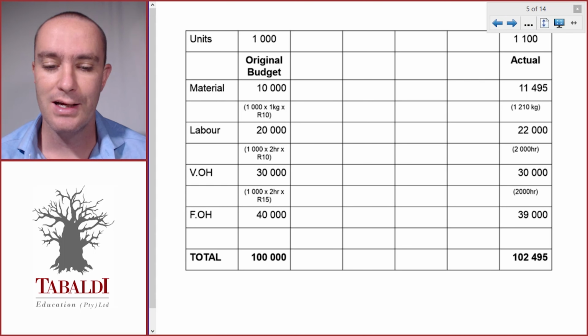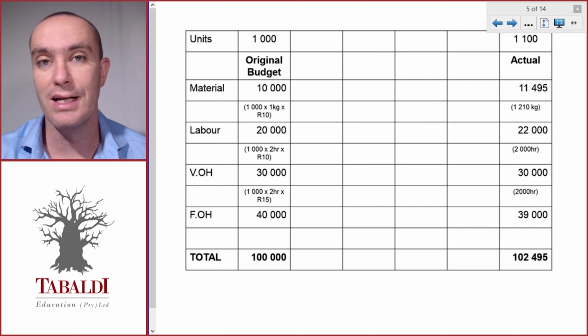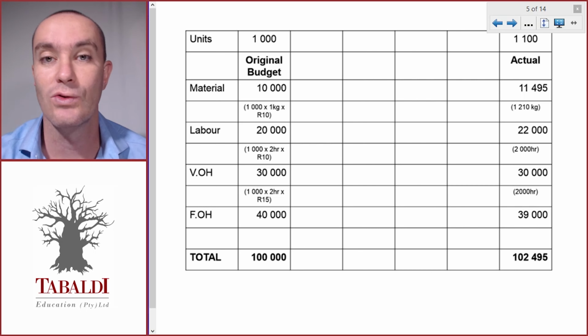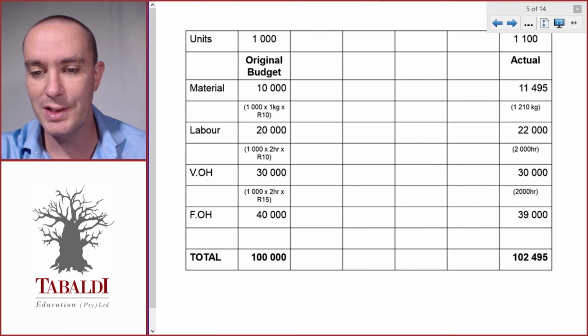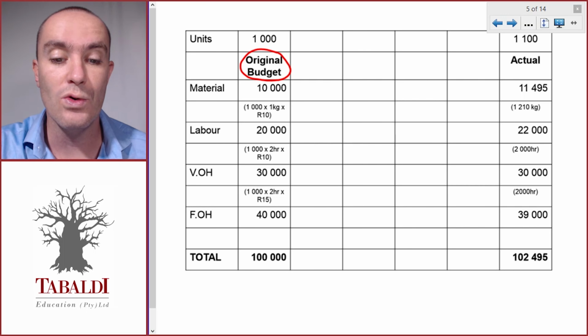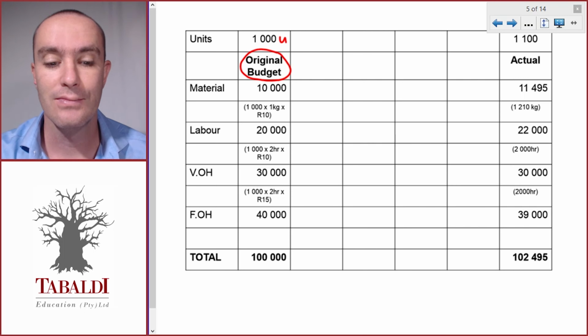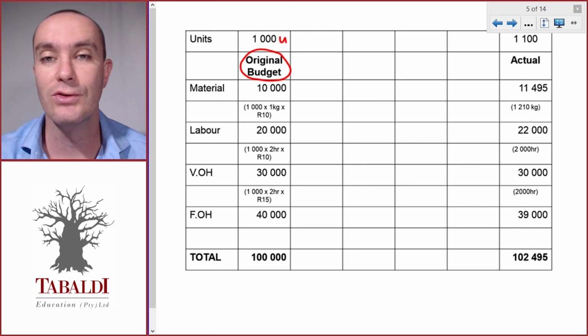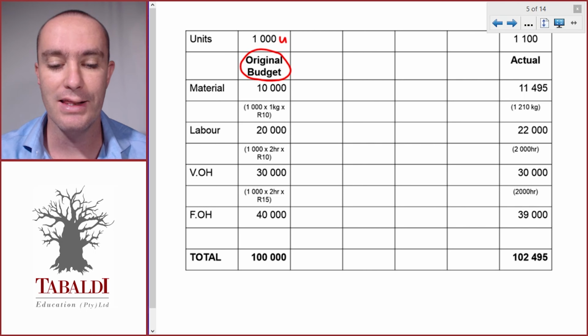So this is our budget on the left-hand side and our actual on the right-hand side, and we need to calculate the difference or the variances, what went wrong. There's a reason for all the empty spaces, which we'll get to later. So let's just look first at the budget. This is our budget, and that is for 1,000 units. So let's say this is for the next month. So we budget to produce 1,000 units next month, and then we have our costs.